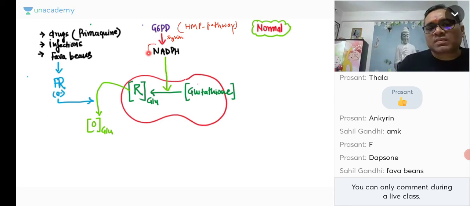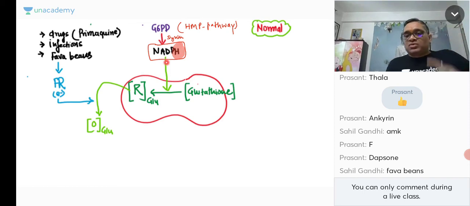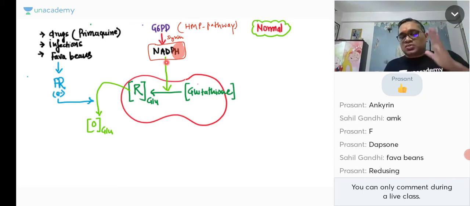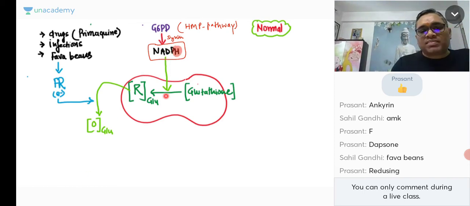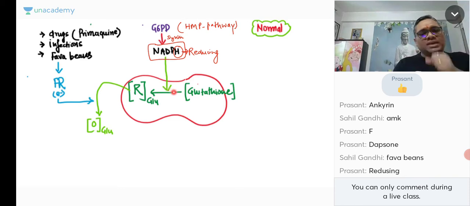What is NADPH? Can you see something? There is an H, hydrogen. You remember what I have told you? Electron loss is oxidation, hydrogen gain is reduction. So this NADPH is a reducing substance because of the hydrogen. This is happening inside the RBC. They are going to reduce the glutathione of the RBC into the reduced form of glutathione. So the G6PD enzyme, formed during the HMP pathway, synthesizes NADPH, a reducing compound, which reduces glutathione into its reduced form.